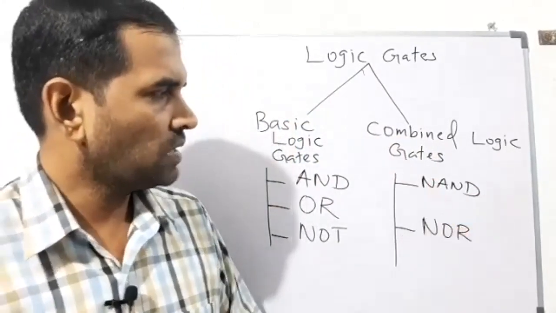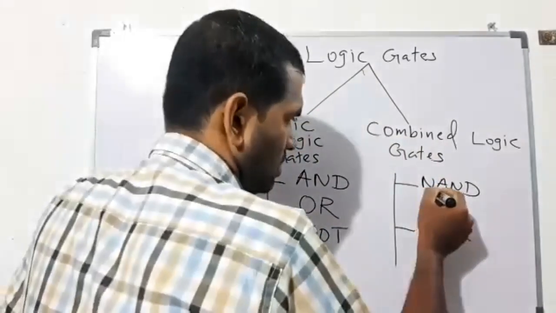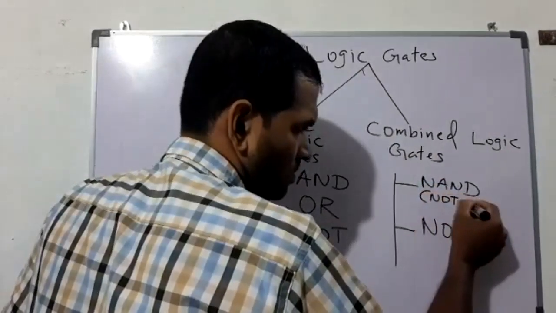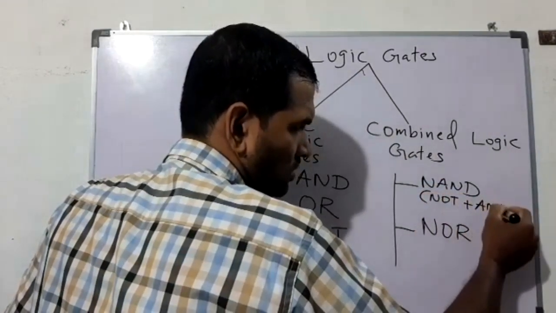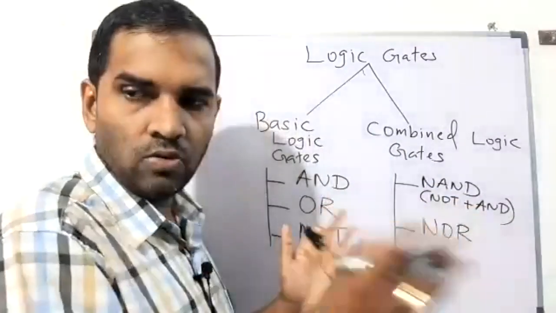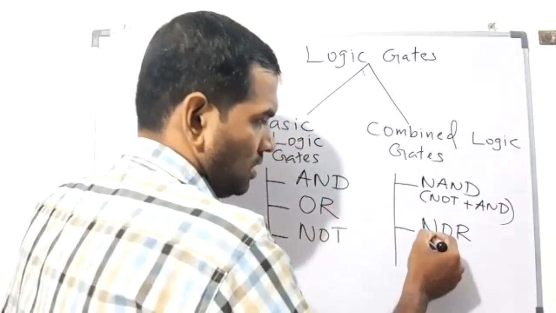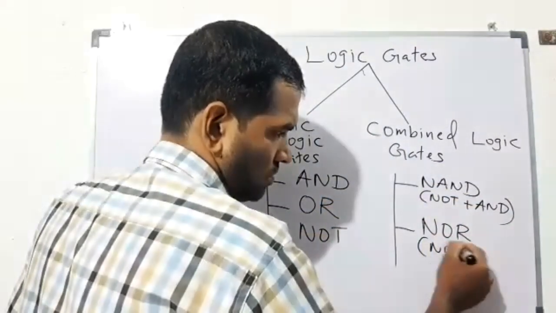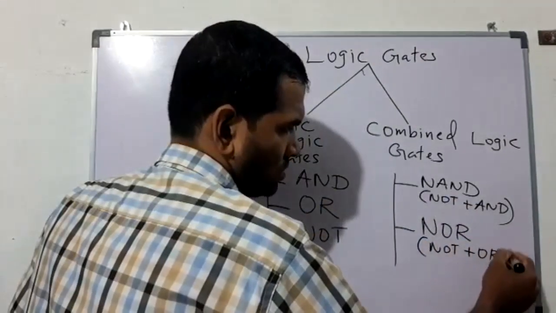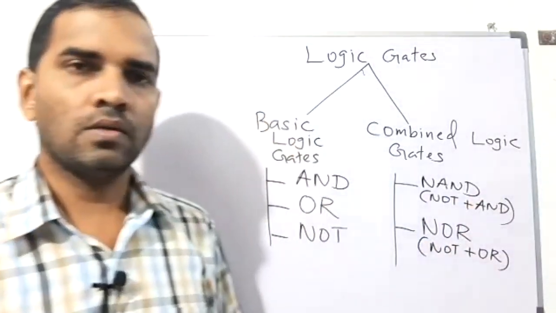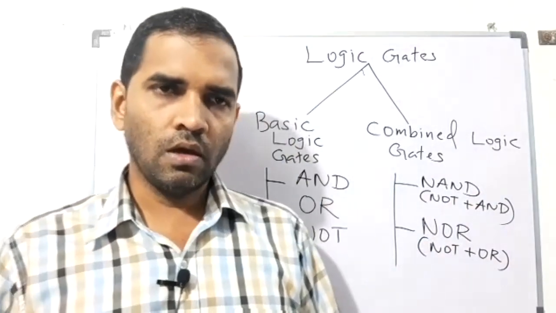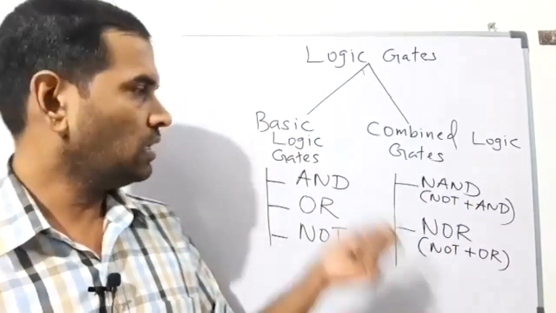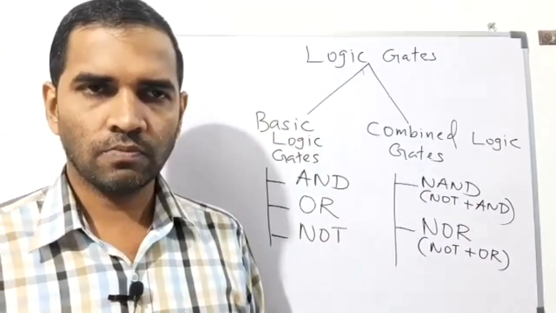So this is NOT plus AND. Even I can put NOT plus AND. I put the plus in order to show the combination, right? NOT plus AND, both are combined. Here it is NOT plus OR, right? NOT plus OR.